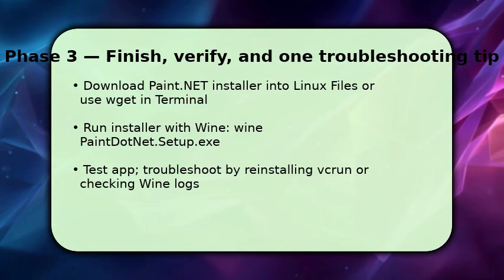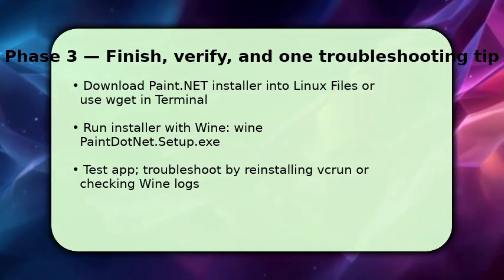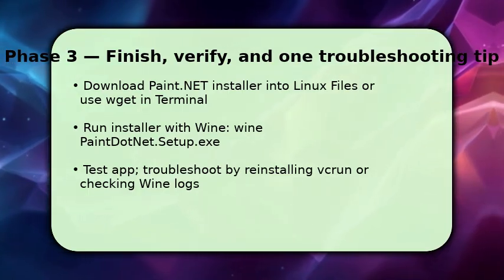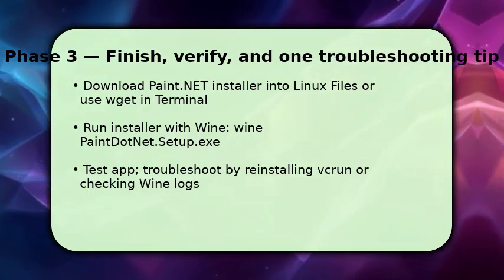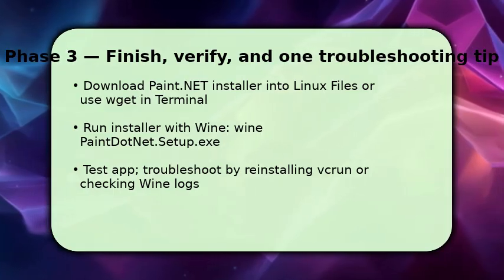You run the Paint NET installer inside the Linux container using Wine. Navigate to the installer file and run wine paint.net setup.exe. Follow the Windows-style installer prompts. Choose default locations to reduce path problems.